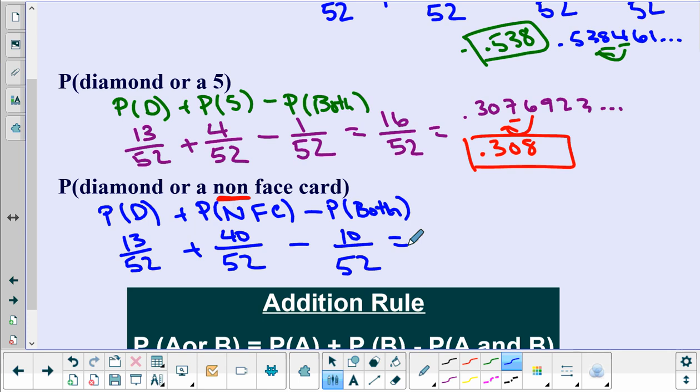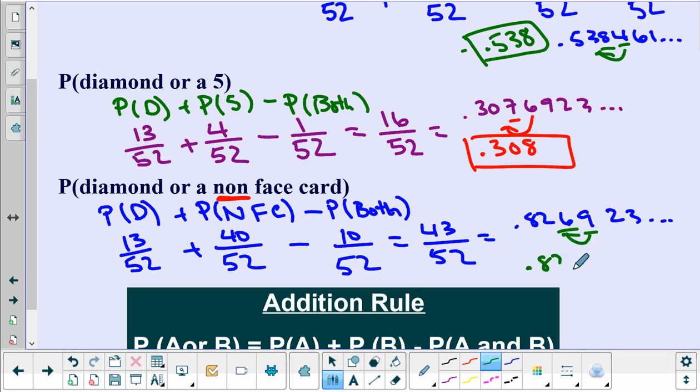So I have 13 plus 40 minus 10, which gives me 43. So I have 43 out of 52. 43 divided by 52 is 0.826923. And then this 9 is going to tell this 6 to go up. So I have 0.827 for probability there.